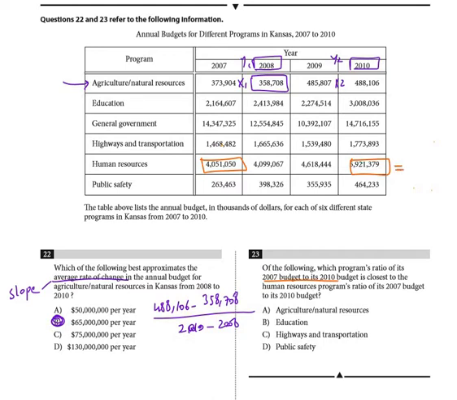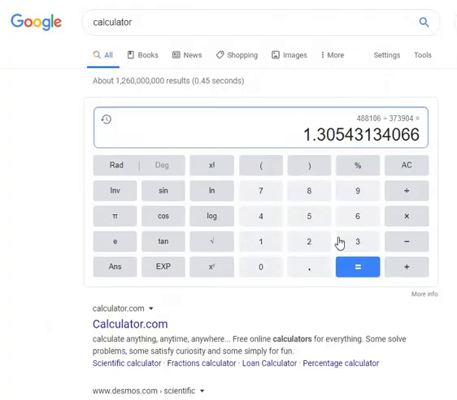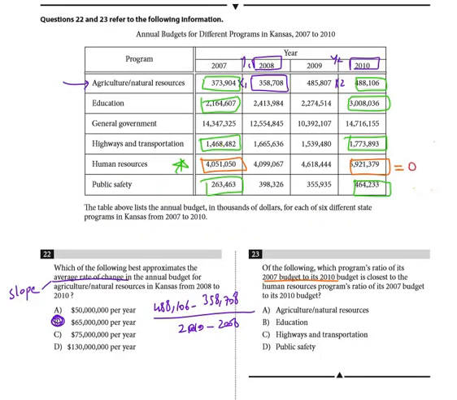And then we're going to compare it with the agriculture natural resources ratio, and then the education ratio, and the highways and transportation ratio, and the public safety ratio, to see which one is closest to here. Okay, so first we're going to divide 4 million something by 5 million something. So it's going to be 4,051,050 divided by 5,921,379. So we're going to obtain 0.68. Let's go ahead and write down 0.68. So this is the number that we are looking for closest to.